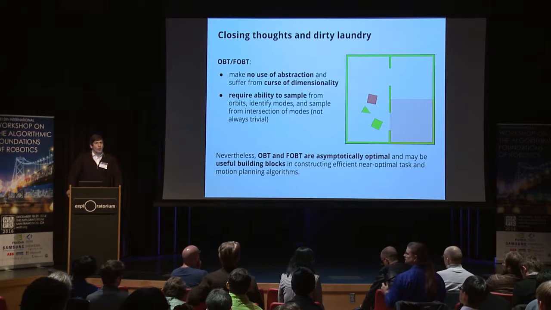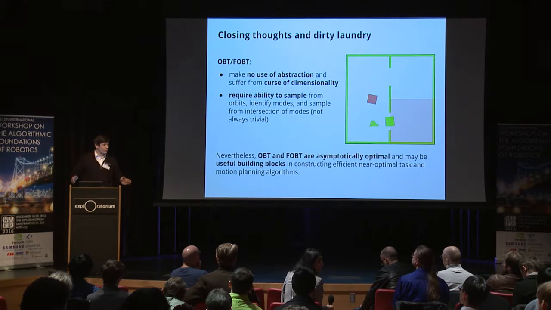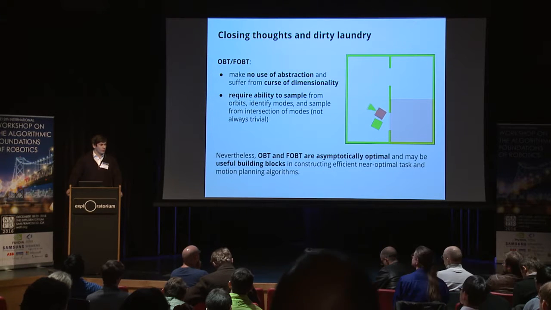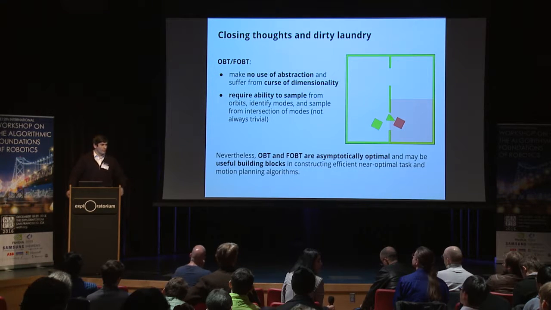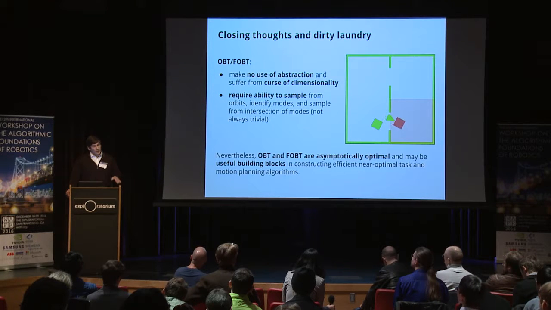Yeah, so one assumption that we make is that we're only going to traverse a finite number of modes on the way to an optimal solution. So you can't have Zeno phenomenon going on here. And so that means we actually don't need to guarantee that we get back to an orbit we've seen before in order to get asymptotic optimality.